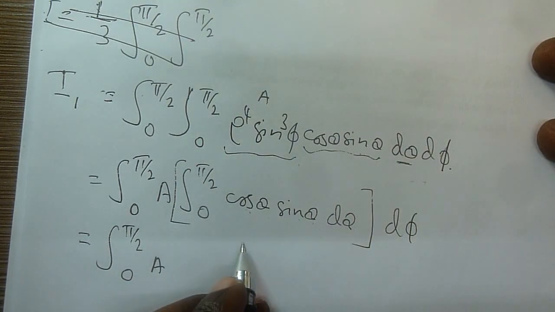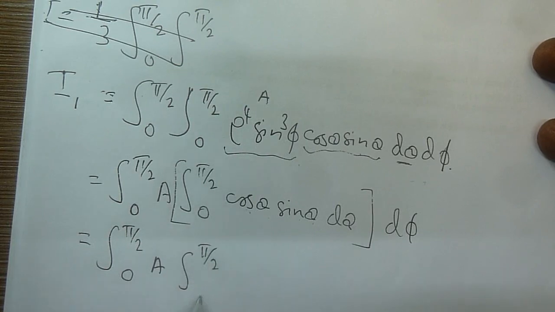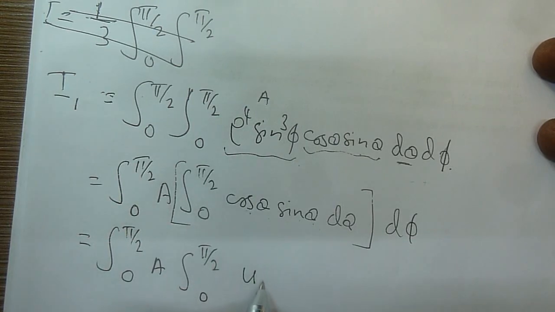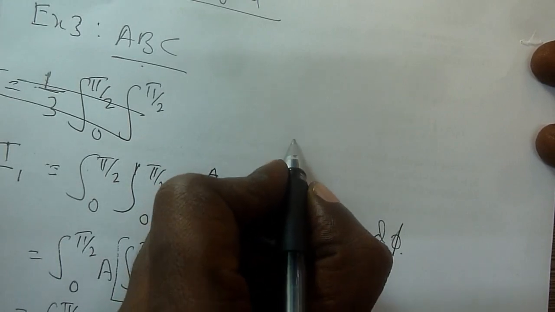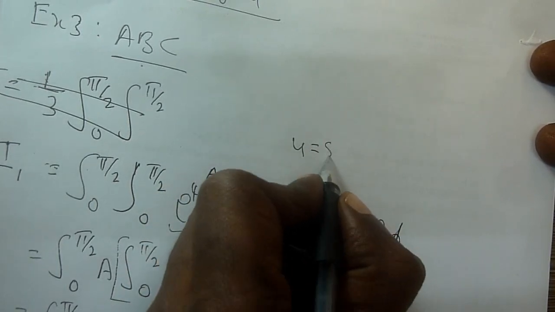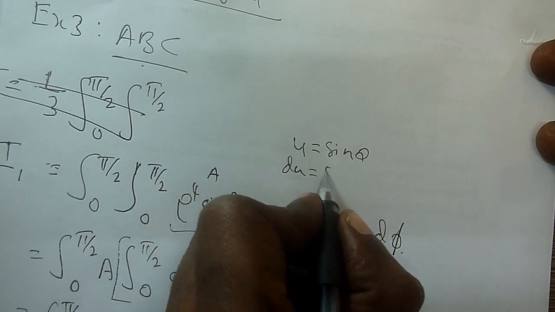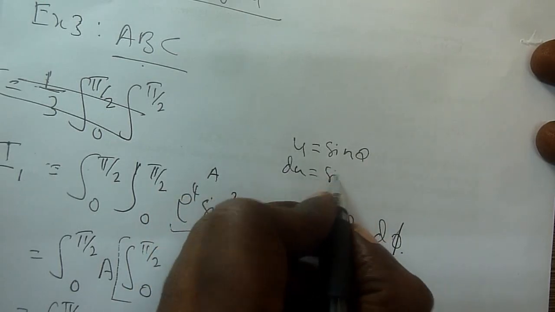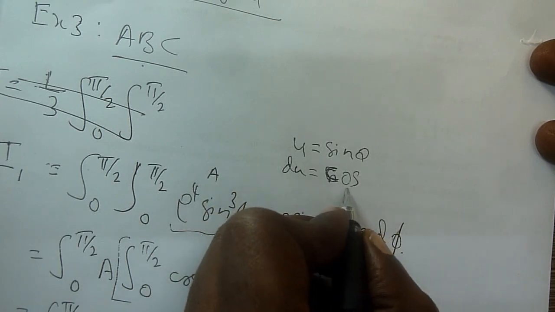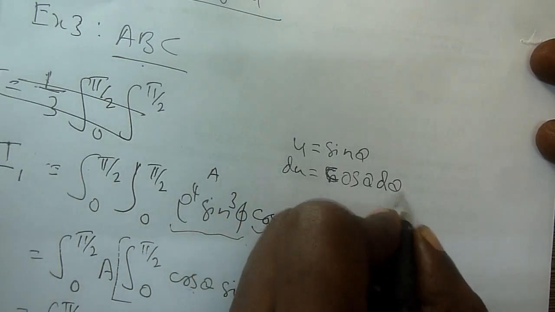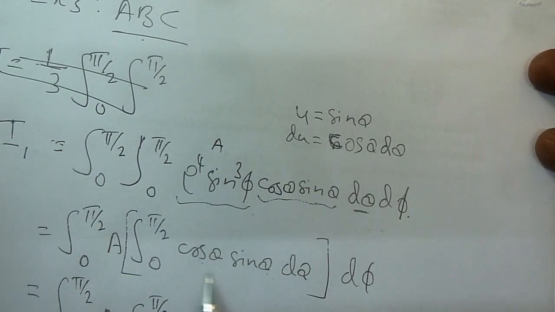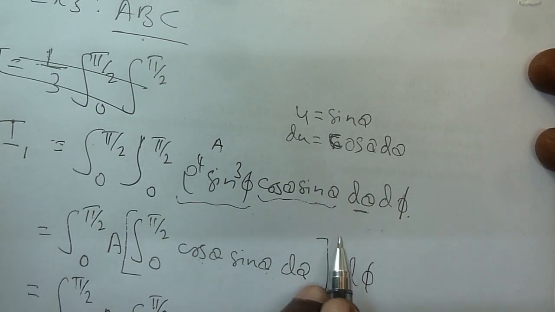Okay, this one is a, can I just quickly do it this way? It's pi over 2 to 0 and u. Okay, this is u. When I substitute here, for example, u equals sine theta, du is cos theta d theta. Can you do that? Substitute here d theta, you get du.